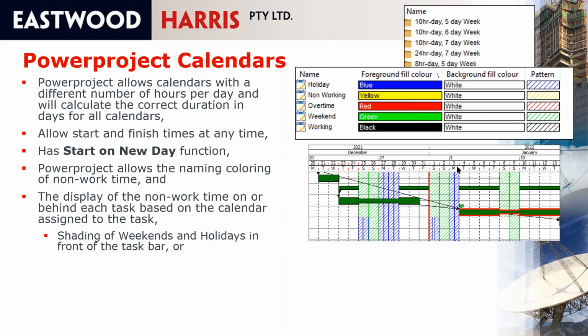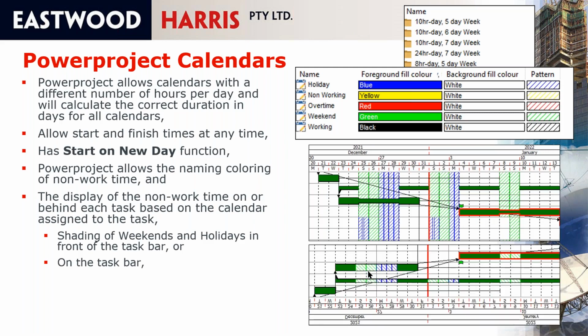So Microsoft Project allows one calendar per layout. P6 allows one calendar to be displayed as non-work time for all projects in the database, whereas Asta Powerproject allows you to show the non-work time per activity, and you can show the non-work time either on the bar or behind the bar, and also unlike Microsoft Project, it allows necking as well. P6 does also allow necking. So this makes it a lot more flexible in terms of how you display the non-work time.